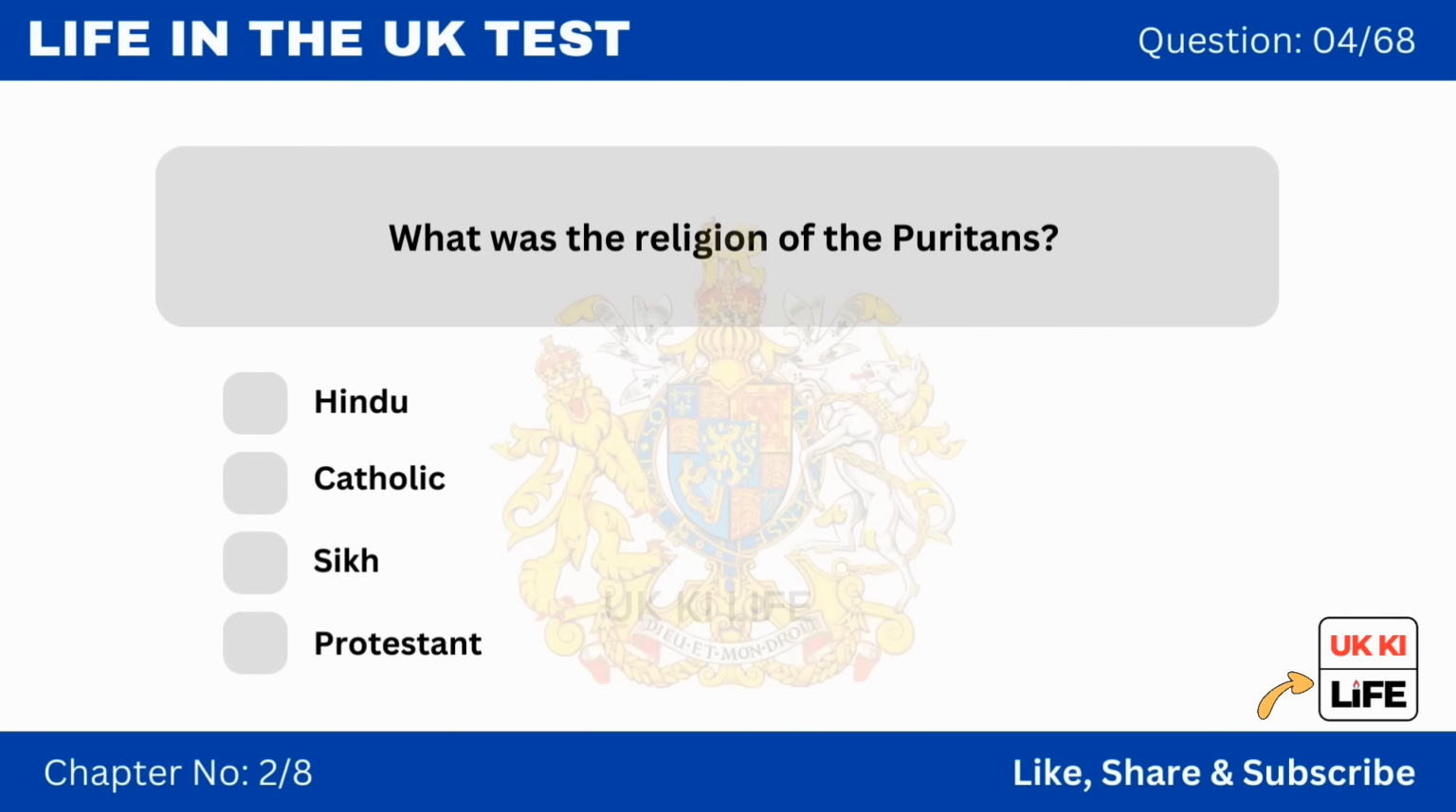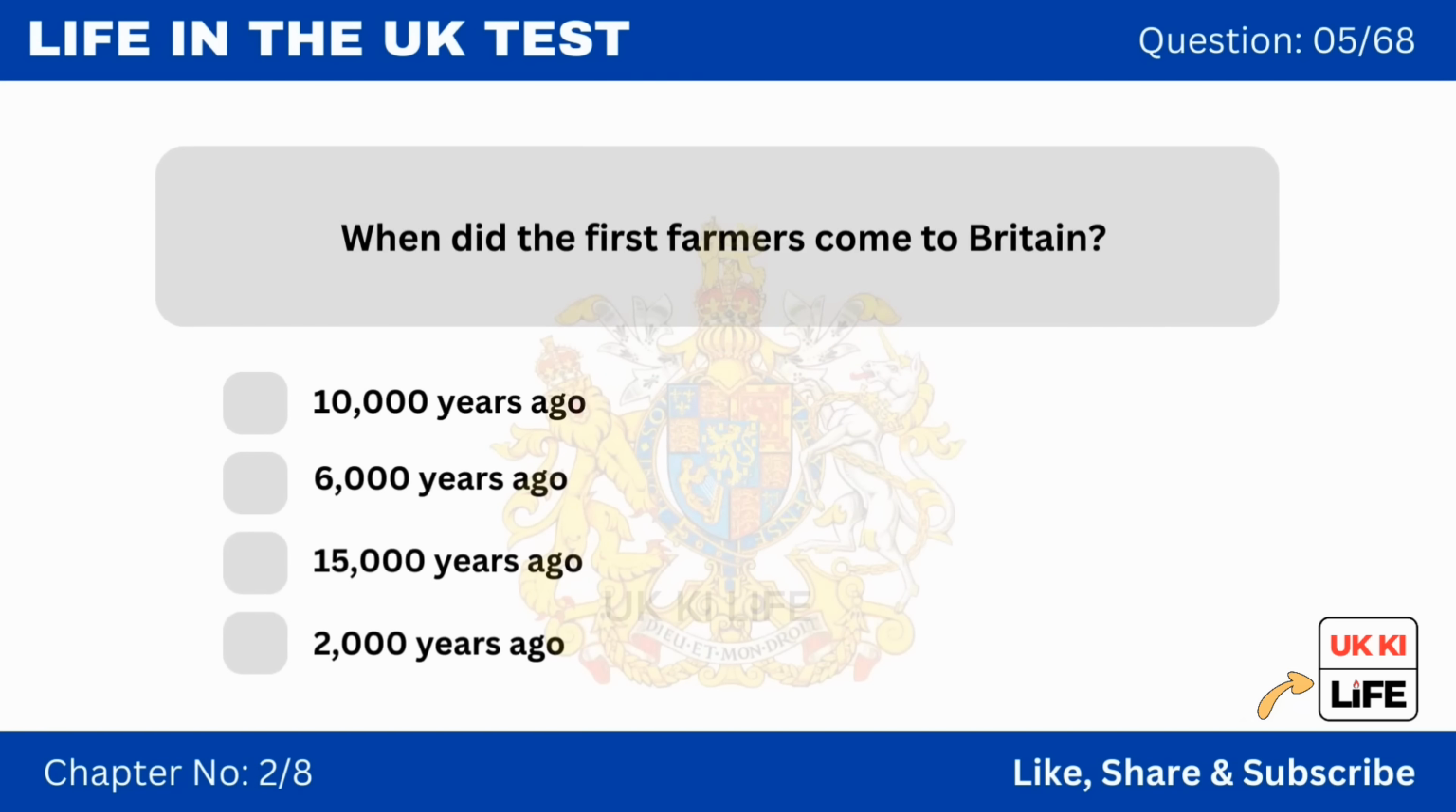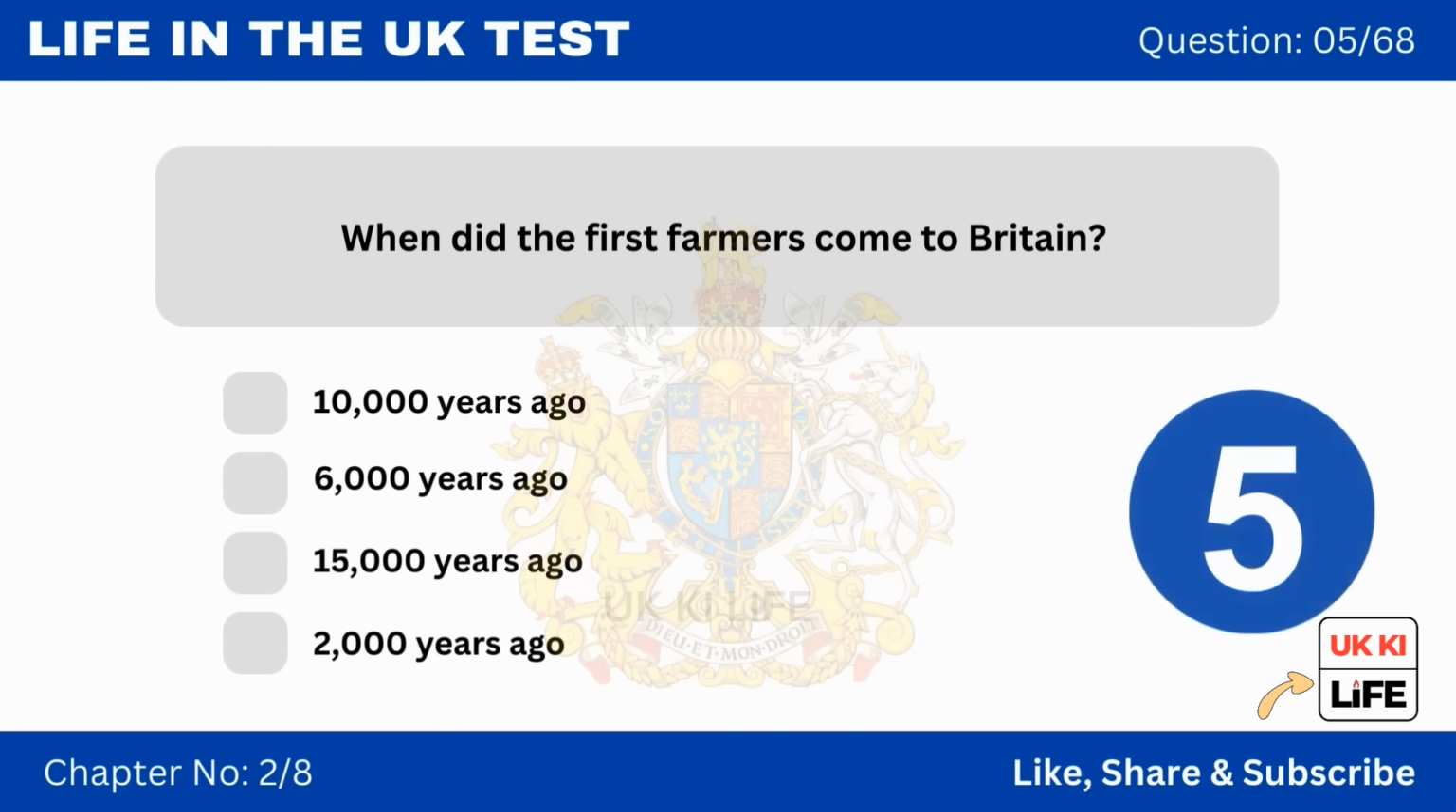The correct option is D. Explanation. The Puritans were a group of Protestants who advocated strict and simple religious doctrine and worship. Question 5. When did the first farmers come to Britain? 10,000 years ago, 6,000 years ago, 15,000 years ago, 2,000 years ago.